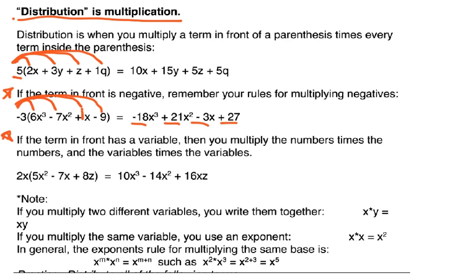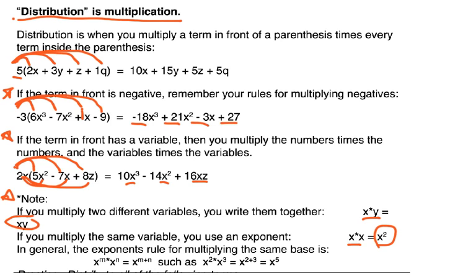If the term in front has a variable, then you multiply the numbers times the numbers and the variables times the variables. So the 2 times 5 is 10, 2 times negative 7 is negative 14, and 2 times 8 is 16, whereas the x times x squared is x cubed, and the x times x is x squared, and the x times z is xz. Note, if you multiply two different variables, you write them together, such as x times y is simply xy. If you multiply the same variable, you use an exponent, such as x times x is actually x squared.